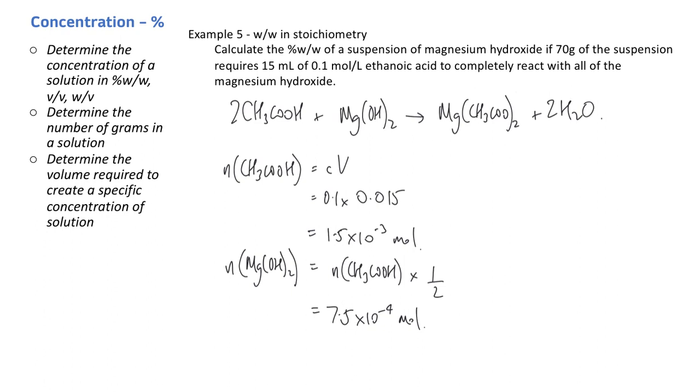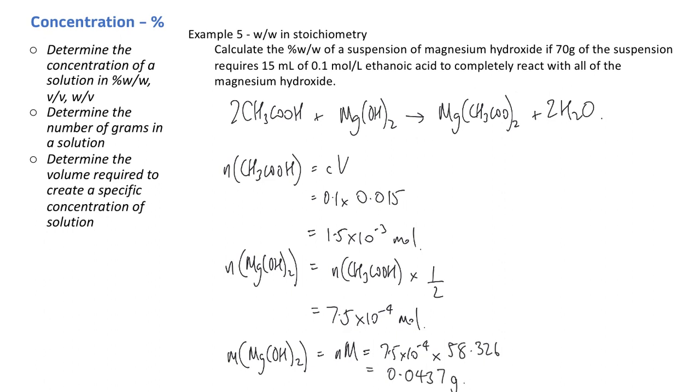So if I have that, I can get the mass of the magnesium hydroxide, which is equal to n times M, which is equal to 7.5 times 10 to the negative 4 times the molar mass of magnesium hydroxide, which is 58.326. So I'm going to take my 7.5 times 10 to the negative 4, times it by that, and I'm going to get 0.0437 grams. That's how many grams I need to react with the ethanoic acid.